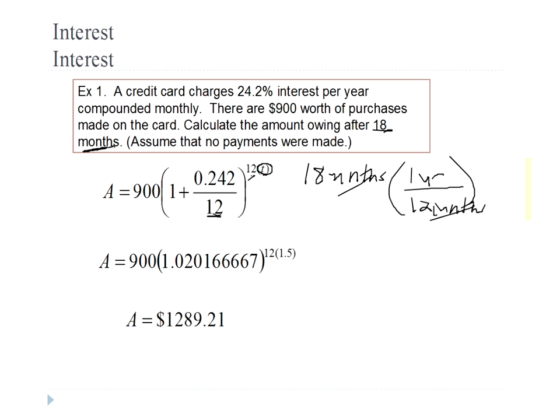$1,289.21. So you can see that if you were 18 months and 1 day late, you would have been charged almost an extra $400 for that 1 day. And as somebody who's paid dearly for that, take my word, it can be just 1 day. But anyways, hence maybe why I'm teaching a night course.